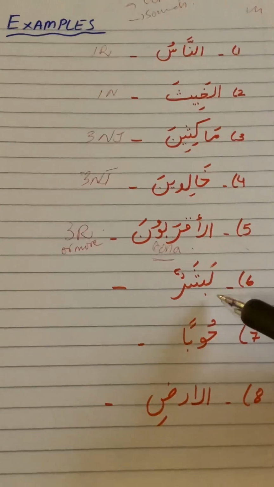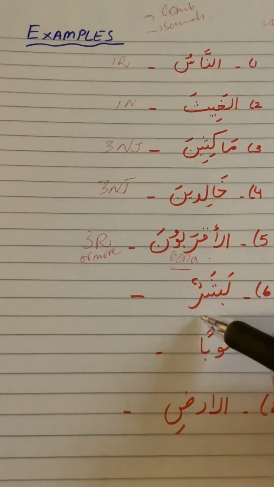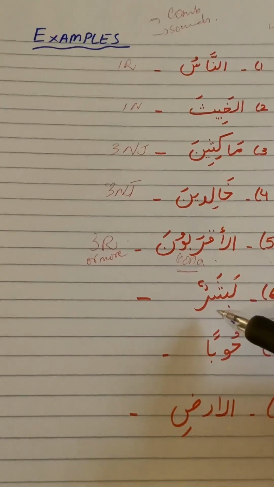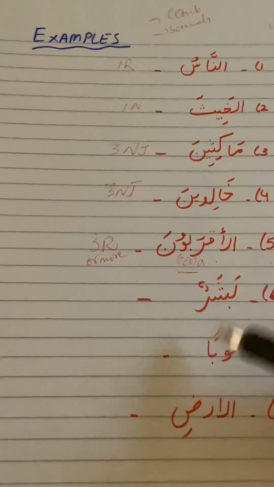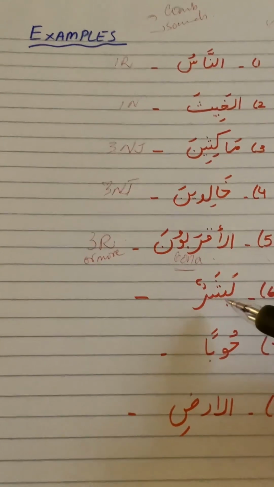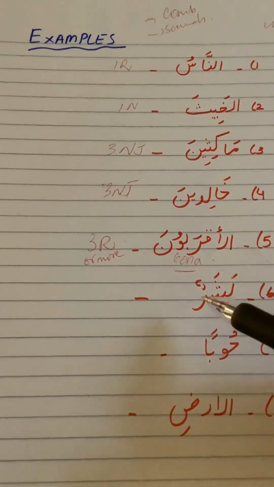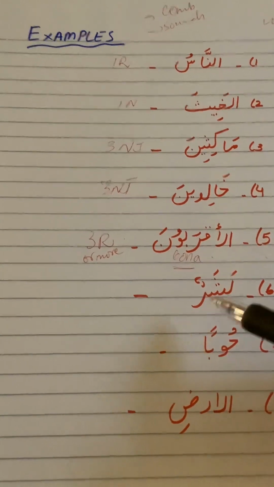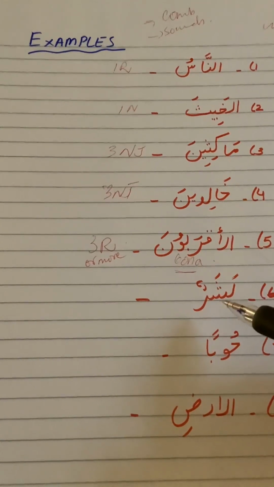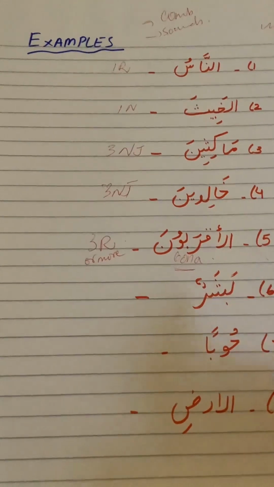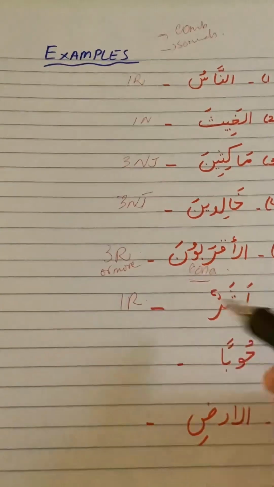Next example, it's basharun. Now I don't hear a combination here, not ani, aini, aini, una, ina, ina, no combination. It's just un. So what does un mean? Un sound is for rafa and it's singular. So it's one rafa.